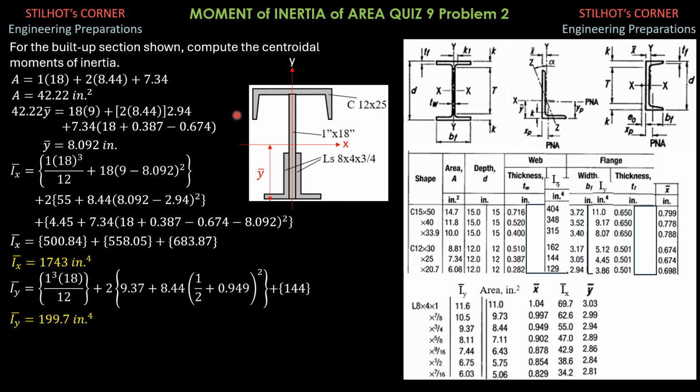Then plus, this axis here is actually this axis. Take note, if you flip it and look at this rotation, this x-axis here is actually this centroidal y-axis here. So that's why we use Ix of the channel, where Ix of the channel is equal to 144. So that's why we use 144 here. Combining, it is 199.7 inches to the fourth. So that's it for this problem.